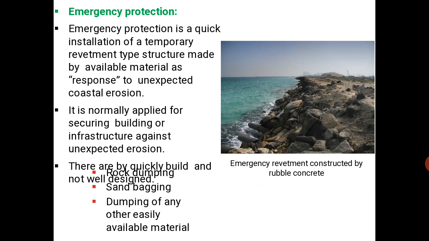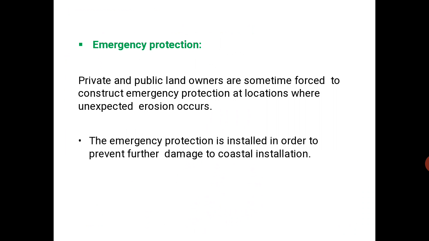This is an example of emergency revetment constructed by rubble concrete. Private and public landowners are sometimes forced to construct emergency protection at locations where unexpected erosion occurs. The emergency protection is installed in order to prevent further damage to coastal installations. The emergency protection is over.